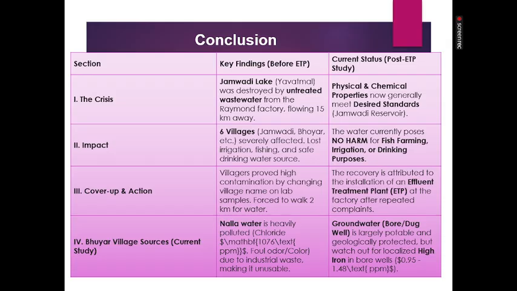Cover-up and action: the villagers were forced to walk 2 km for water after high contamination was hidden by changing the village name on lab samples. The recovery is attributed to the installation of an effluent treatment plant at the factory after repeated complaints. The Bhoyar village source in the current study: the Nala water is heavily polluted and the chloride is high due to the industrial waste, making it unusable. The groundwater borewell and dug well is largely potable and geologically protected, but watch out for localized high iron in the borewell at 0.95 to 1.48 ppm.